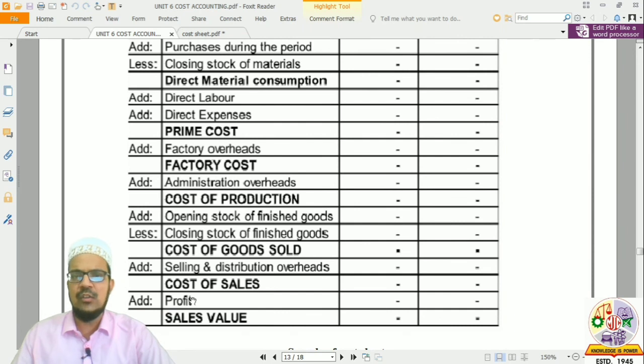So whenever you have been asked to produce or make a cost sheet, you will need to arrive at this sales value. All the expenses you will need to record, you need to add your profit to the expenses and arrive at a sales value. This is the final value which is derived from preparation of the cost sheet.